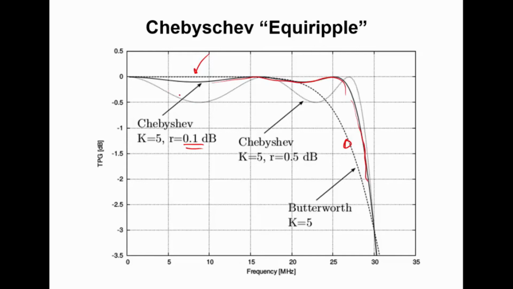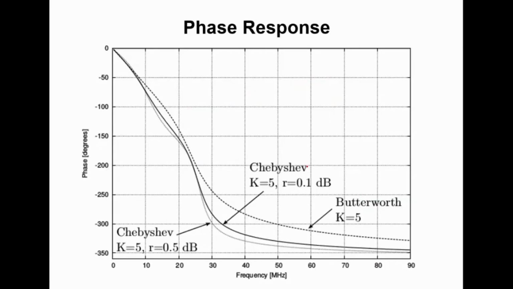And if I allow the ripple to grow, this is Chebyshev 0.5 dB ripple, I can make that response drop very fast. So as the amount of ripple I'm willing to tolerate is increased, the selectivity of this filter also gets better. Up to this point, I've been talking about filters in terms of their magnitude response. That is, specifically, I've been showing it as S21. But phase is also a consideration in filters.